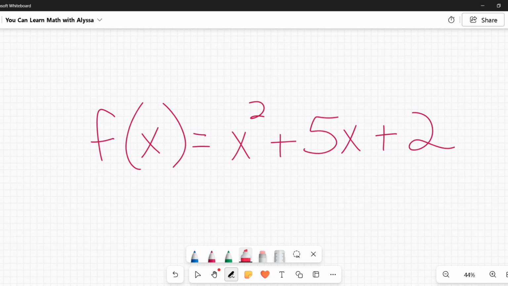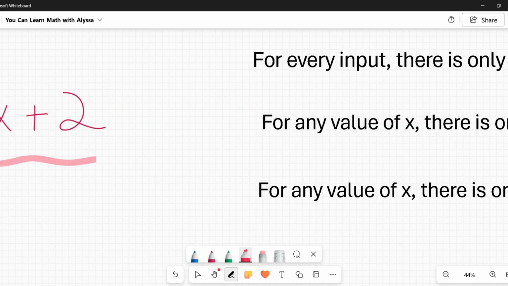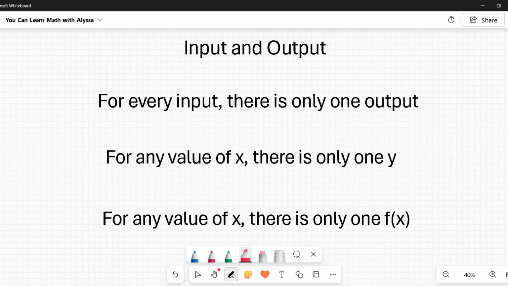When we first see functions in our algebra class, they're usually presented as f, then parentheses x, pronounced f of x, equals, and then a string of terms. But what makes a function a function? The key lies in this rule, input and output. The definition is that for every input, there is only one output.